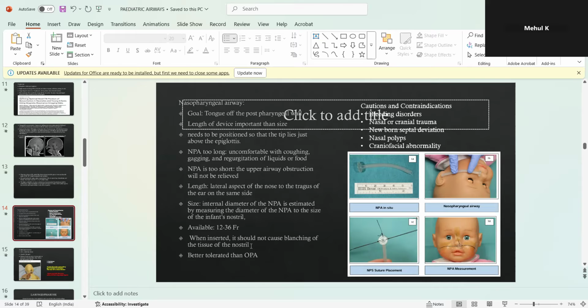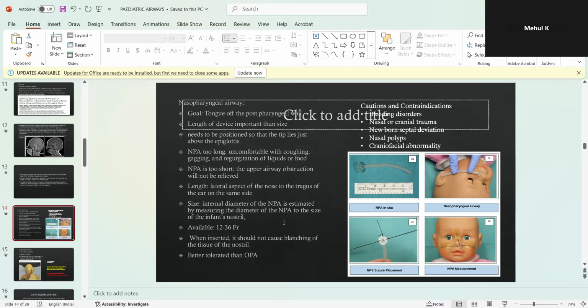A nasopharyngeal airway that is too long is uncomfortable for the patient and can actually instigate a gag reflex. The patient might even end up regurgitating liquids or fluids. And the one that is too short serves no purpose because the airway obstruction is not going to be relieved. Coming to the size of the nasopharyngeal airway, usually you choose the one that corresponds to the patient's nostril size. The internal diameter must correspond to the patient's nostril size.